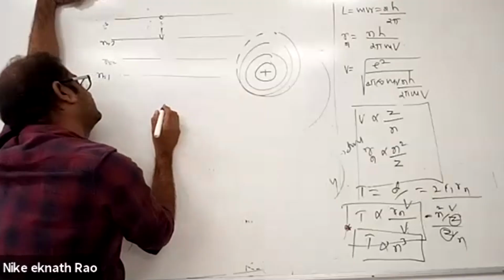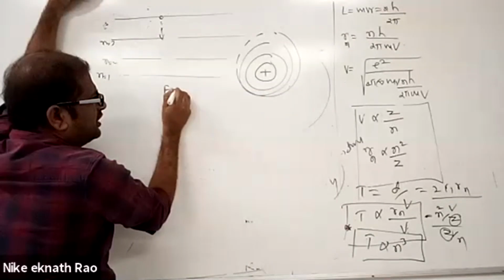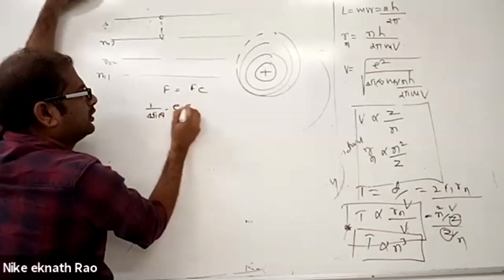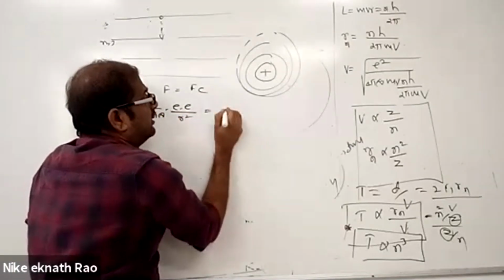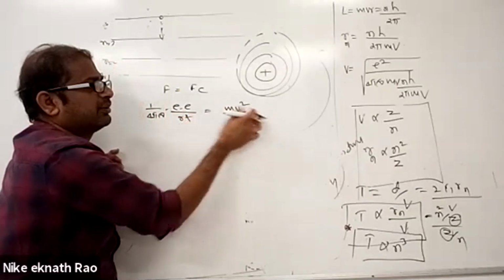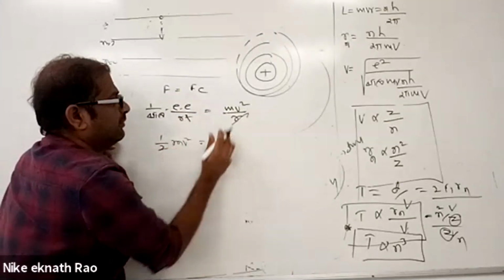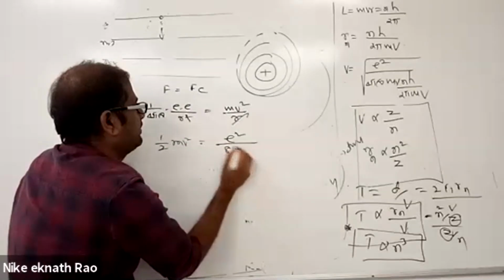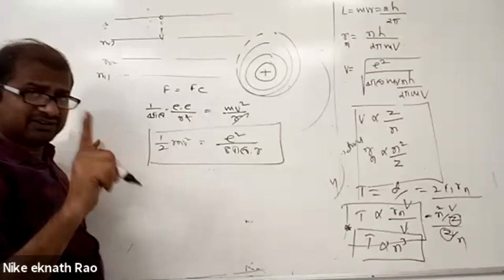Here we have just seen that velocity is important. The electrostatic force is equal to the centripetal force. So 1 by 4 pi epsilon naught q1 q2 by r square is equal to mv square by r. This r will get cancelled. Multiply mv square by half to get the kinetic energy. Half mv square is e square divided by 8 pi epsilon naught into r. This is the kinetic energy, and kinetic energy is always positive.